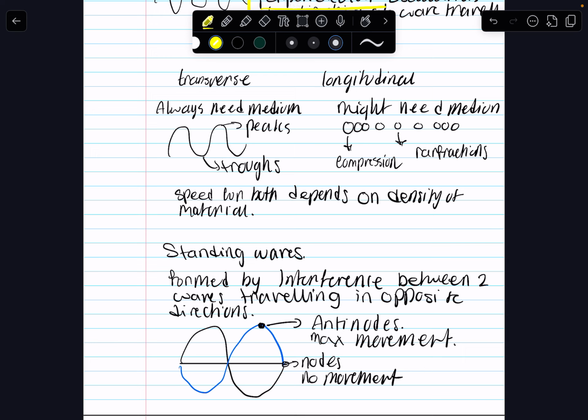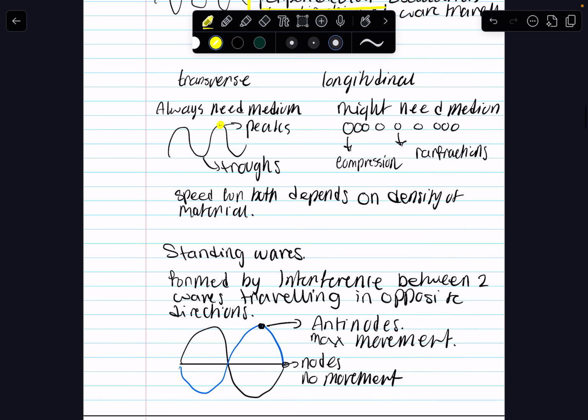Transverse always needs a medium. Longitudinal, not always. Transverse has peaks and troughs. So peaks are the higher ones, troughs are the lower ones. Longitudinals have compressions and then rarefactions. And then speed on both of them depends on the material.